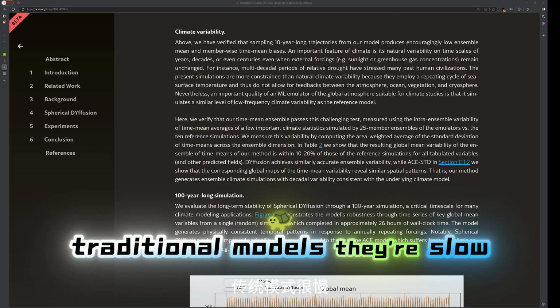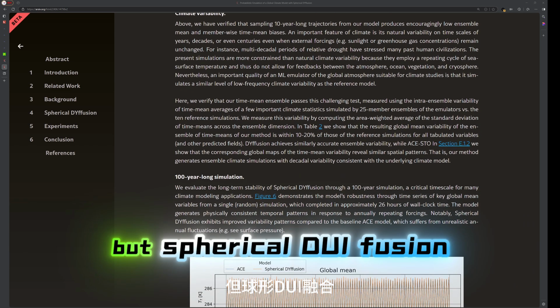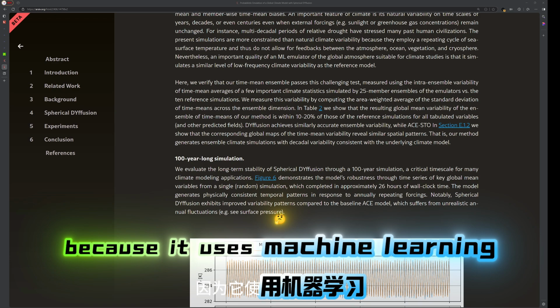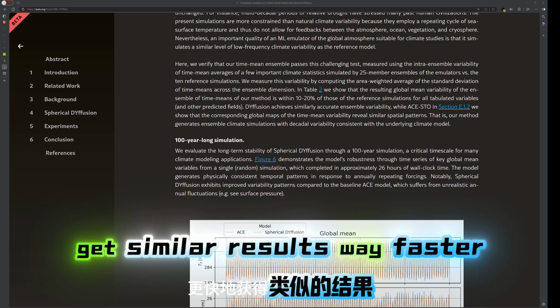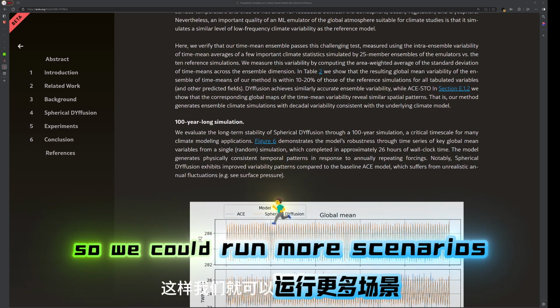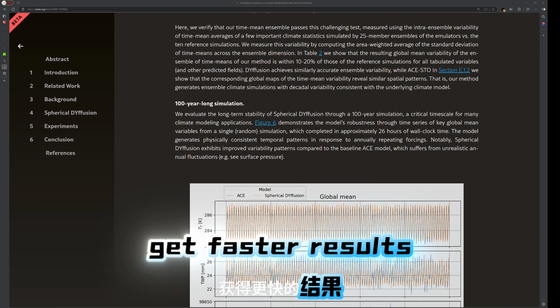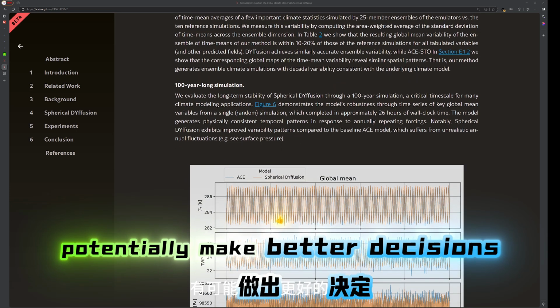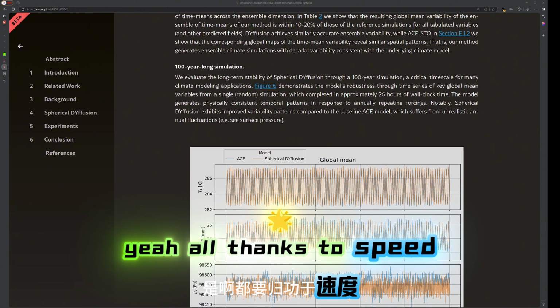Oh, absolutely. Traditional models, they're slow. But spherical DYffusion, because it uses machine learning, gets similar results way faster. It's a game changer, honestly. So we could run more scenarios, get faster results, potentially make better decisions about how to deal with climate change. Yeah. All thanks to speed.